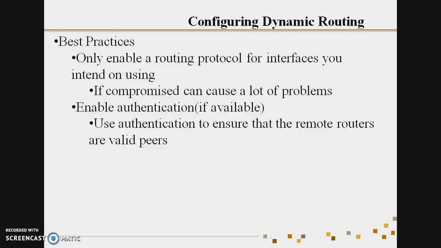Best practice for configuring this: enable your routing protocol only for the interfaces which you intend to use. You cannot just compromise and say you will use all of them, with the routing protocol implemented on all the routers. Whichever interface you are supposed to use, enable the routing protocol only on those particular interfaces. If you compromise on this, it will create lots of problems. If possible, enable authentication, because authentication helps ensure you reach the right destination.